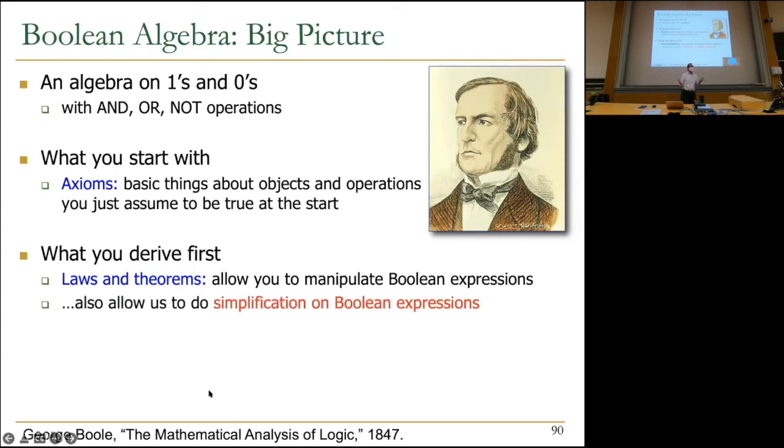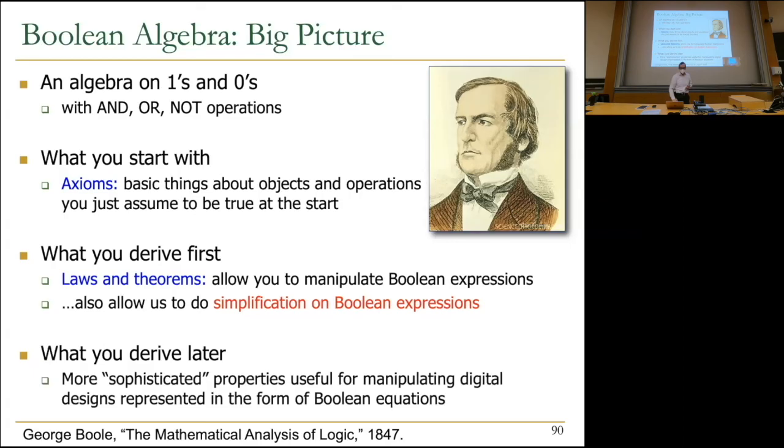That enables us to functionally specify a circuit, but it also allows us to do simplification on Boolean expressions. So you may have a Boolean function and say, okay, this looks pretty complex. Can I simplify it? What is the minimum expression that is equivalent to this function? Why is this interesting? Because this can actually minimize your circuit. Instead of implementing a huge circuit, you implement a small circuit. We will see this, actually. And then you derive other sophisticated properties for manipulating digital designs, represented in the form of Boolean equations. You will see what I mean later on.